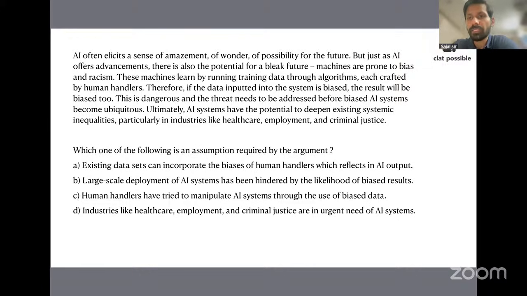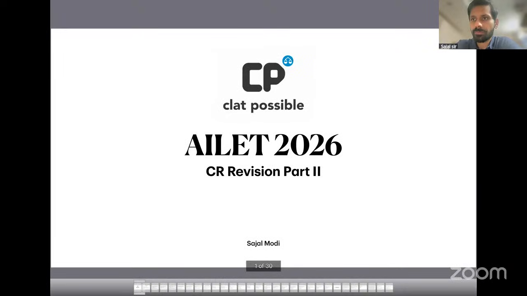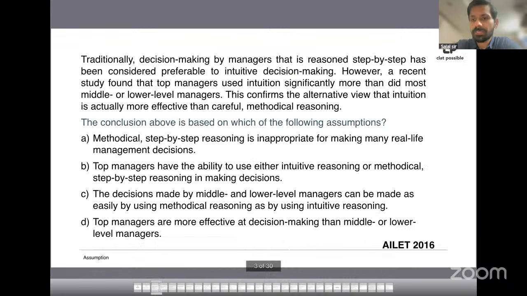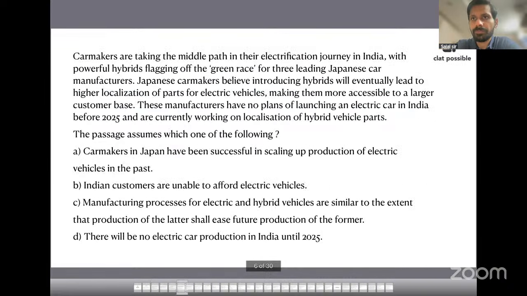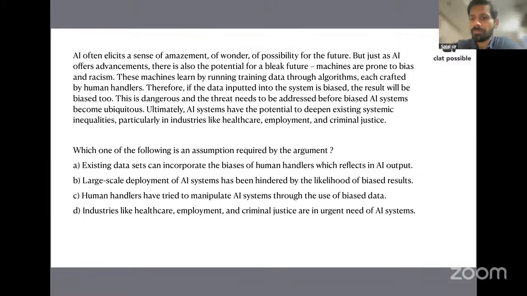Large scale deployment of AI systems has been hindered by the likelihood. I think for some reason, whatever I'm writing on the screen is not visible. Let me just very quickly reshare this. Once again. I'll use the red pen for better visibility.